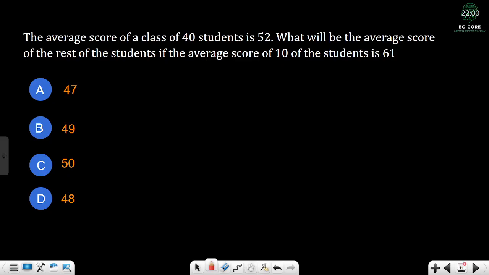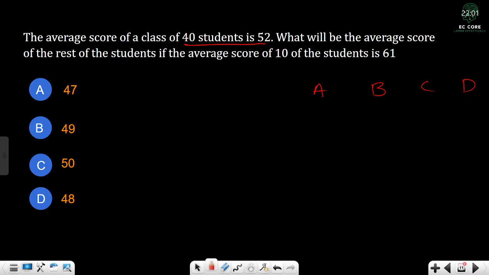Next, now the average score of a class of 40 students is 52. What is the average score of the rest of the students if the score of 10 is 61? So here what I am having is, divide these 40 students into four groups, each group consisting of 10 members. Let's say A, B, C, D as the groups.